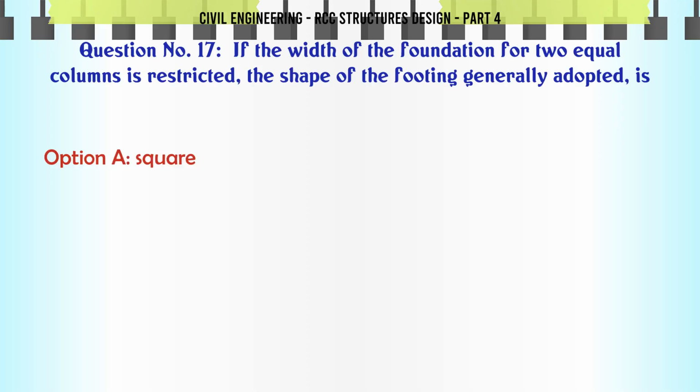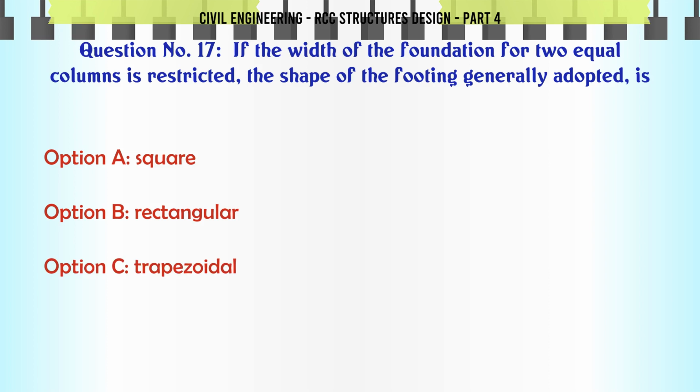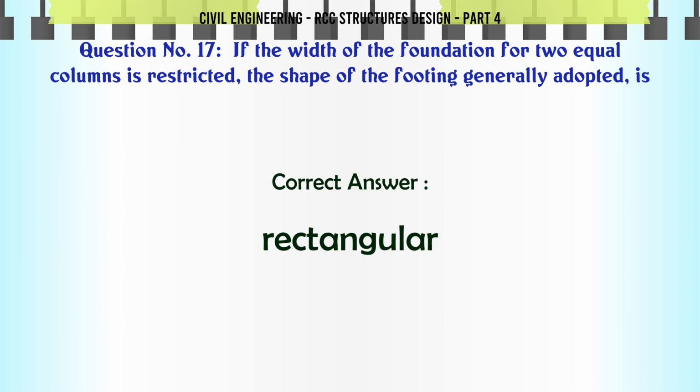If the width of the foundation for two equal columns is restricted, the shape of the footing generally adopted is: A. square, B. rectangular, C. trapezoidal, D. triangular. The correct answer is rectangular.